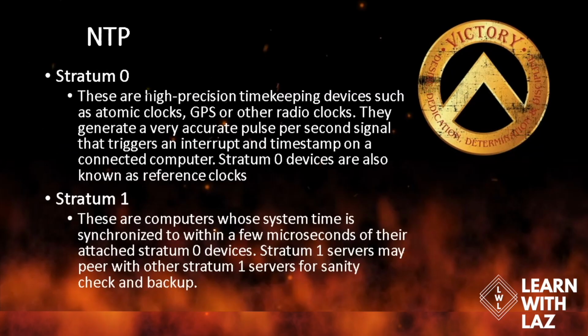You've got stratum 0. These are the high-precision timekeeping devices such as atomic clocks, GPS, or other radio clocks. They generate a very accurate pulse per second signal that triggers an interrupt and timestamp on a connected computer. Stratum 0 devices are also known as the reference clocks. So this is the device that's going to be stratum 0. It's saying, hey, you are it. You have the actual time that we're all going to go by.